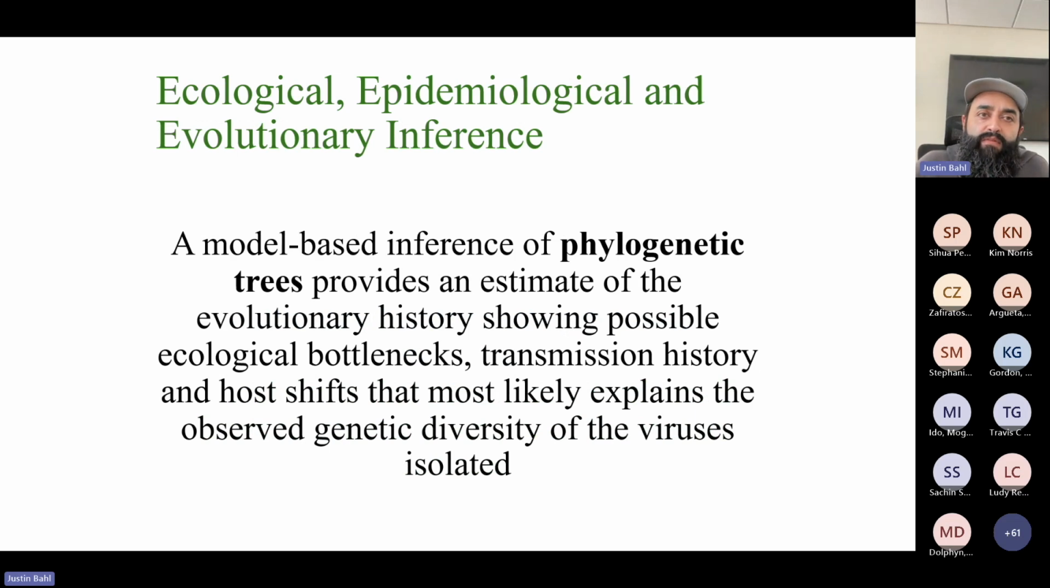Ecological, epidemiological, and evolutionary inferences for viruses occur on the same time scale. When we start doing model-based inferences of phylogenetic trees, we can provide estimates of that evolutionary history, showing when we have an ecological bottleneck, that a virus has jumped to a different species and we've had a loss of diversity. When we have had a change in the transmission patterns, when we're looking at the population genetics for viruses, we are looking at how many people are actually infected. So if we have evidence that there is an exponential growth in the viral population genetics, that would say that we're going through a period of exponential transmission as well.